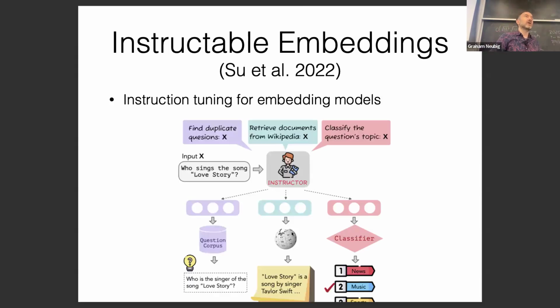The first one is something called instructor embeddings. The idea behind them is instruction tuning for embedding models. Just like we have instruction tuning for LMs, we can also do instruction tuning for these embedding models. So if we have "who sings the song Love Story", we could have different instructions about how we embed this, like "find duplicate questions". I have a typo in the paper, but it would generate things that are good for finding duplicate questions, or retrieving documents from Wikipedia, or classifying the question's topic. And so this allows you to pull out embeddings that are useful for particular tasks.